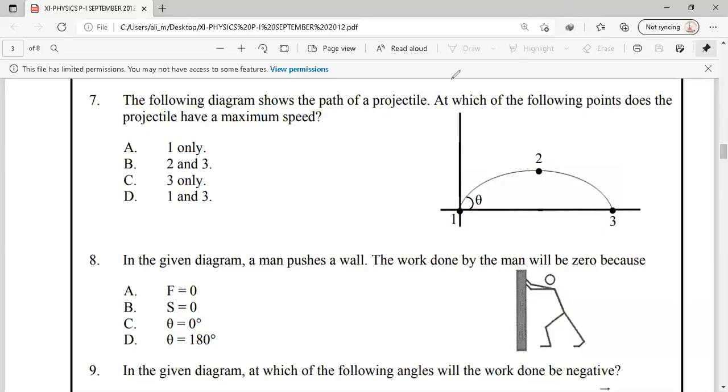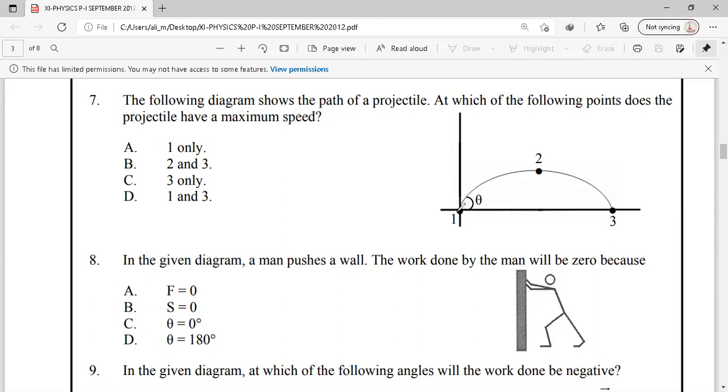Now we have question number 7. The following diagram shows the path of a projectile. At which of the following points does the projectile have the maximum speed? अगर हम projectile को throw करते हैं या move करते हैं, so किस point पे either 1, 2 and 3 the body will have the maximum speed.